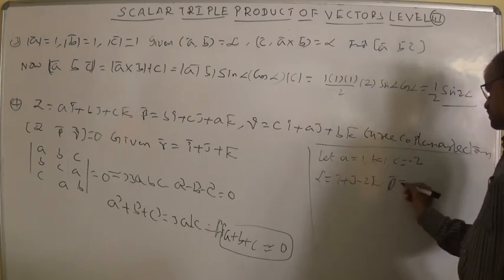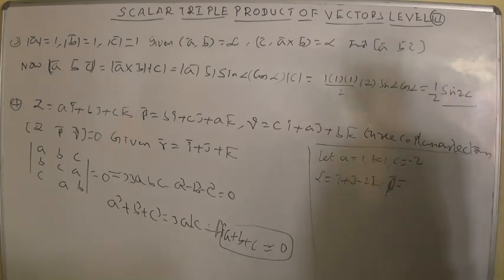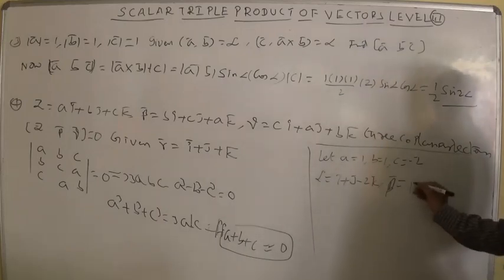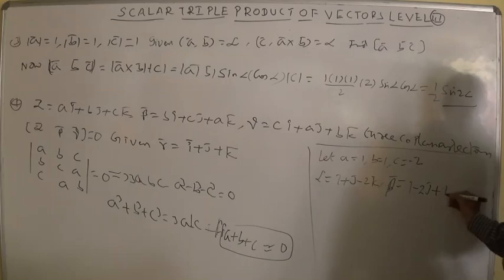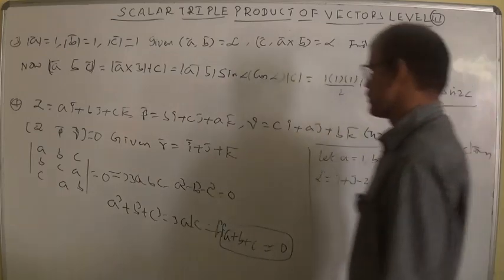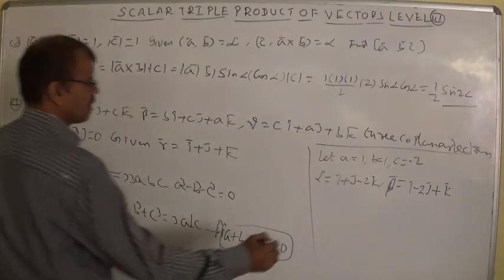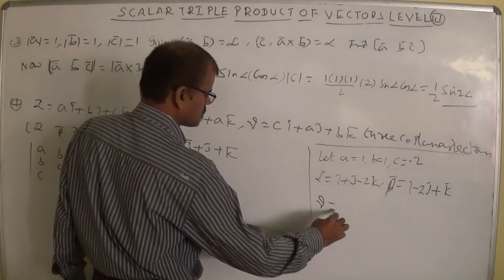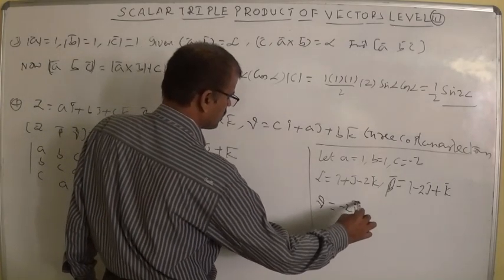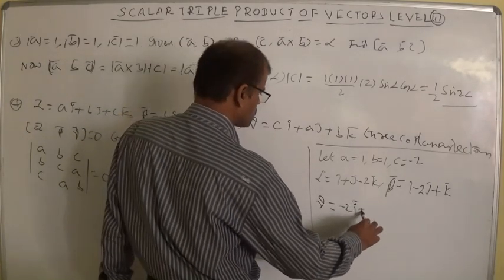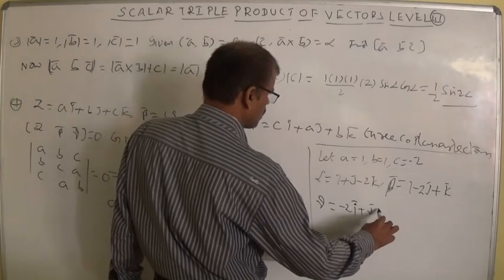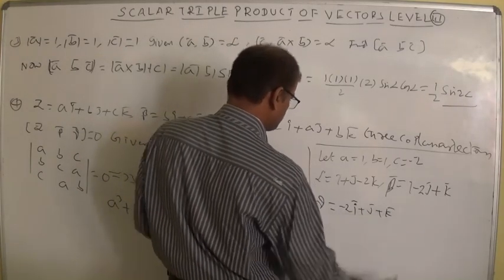Next beta is equal to b i, here means 1 i, a plus c j, minus 2j, plus a k, simply k. Next gamma. Gamma is equal to c i, so minus 2i, plus a j, plus b k.